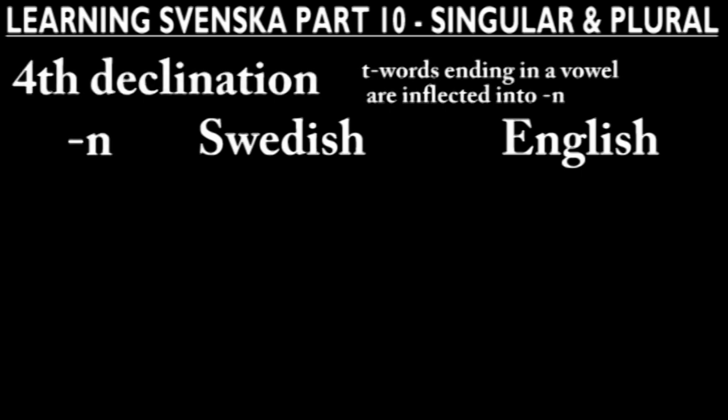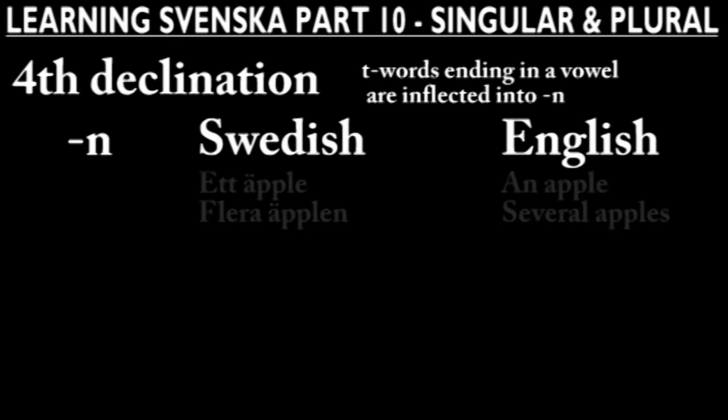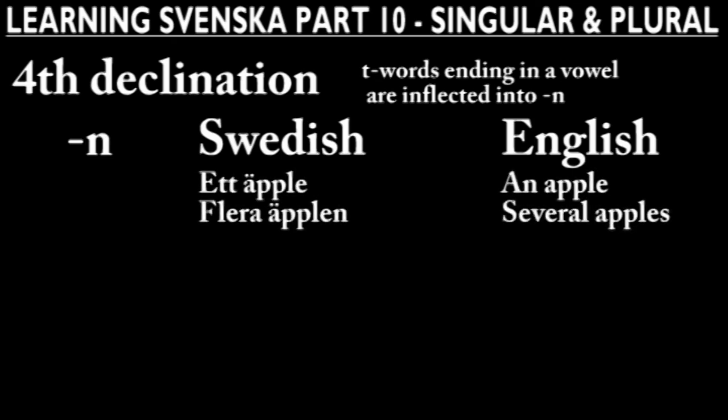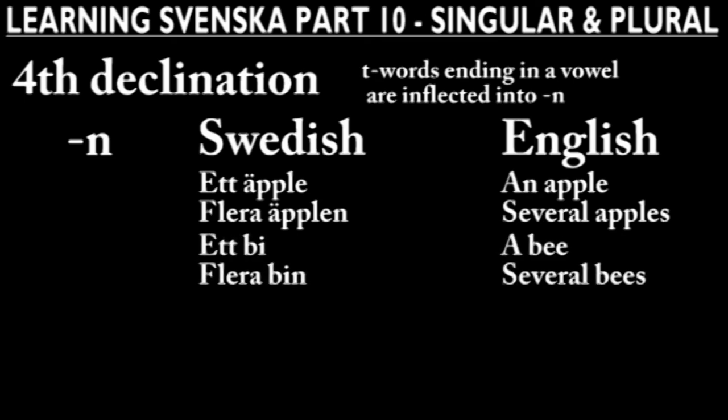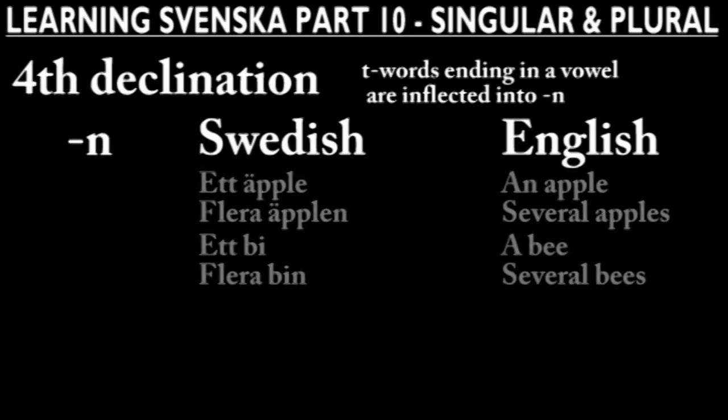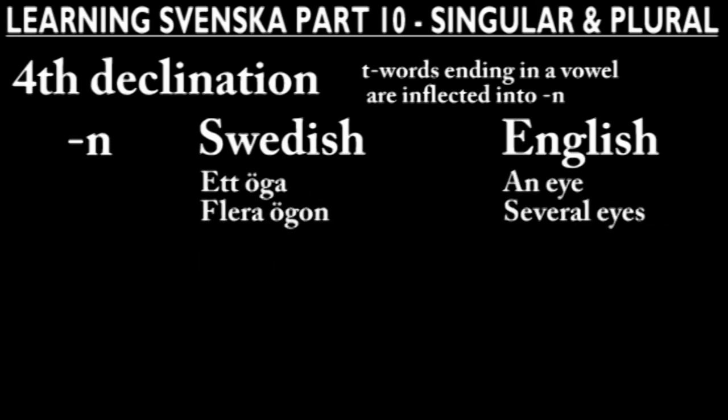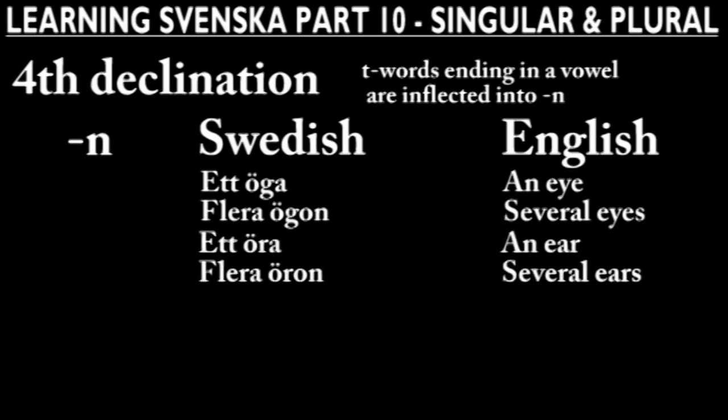Fourth declination. N. T words that end on a vowel in singular are inflected to n in plural. Ett äpple, flera äpplen. Ett bi, flera bin. There are two nouns that have irregular plural forms. Ett öga, flera ögon. Ett öra, flera öron.